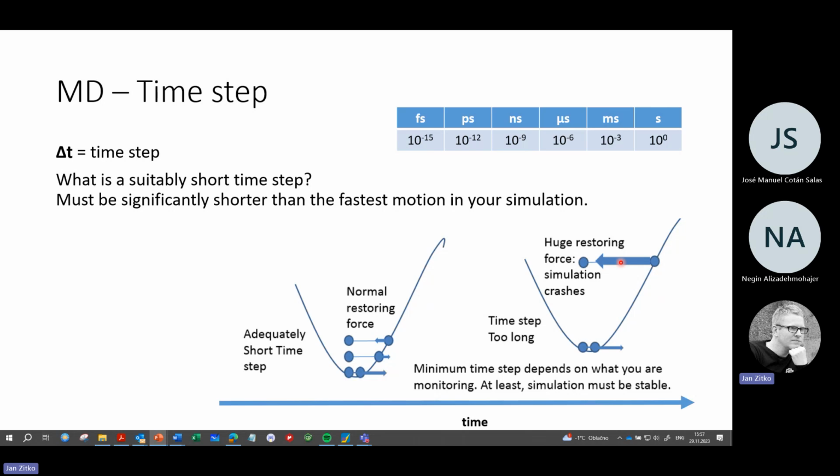So you will end up with speeds which are greater than the speed of light, which is impossible, of course, and your simulation will crash. Yeah, so this is the situation which we do not want. This means that the time step is too long. So typical time step is usually really in femtoseconds, and we are asking this in the final test.